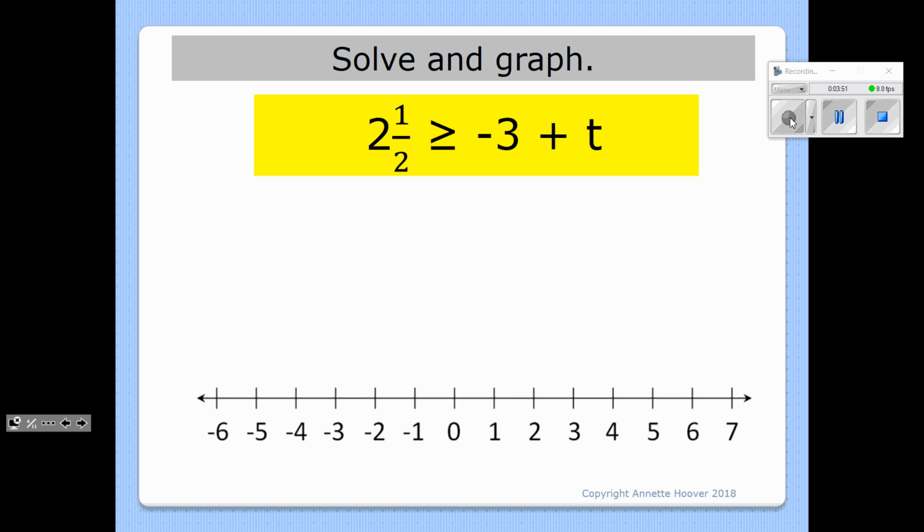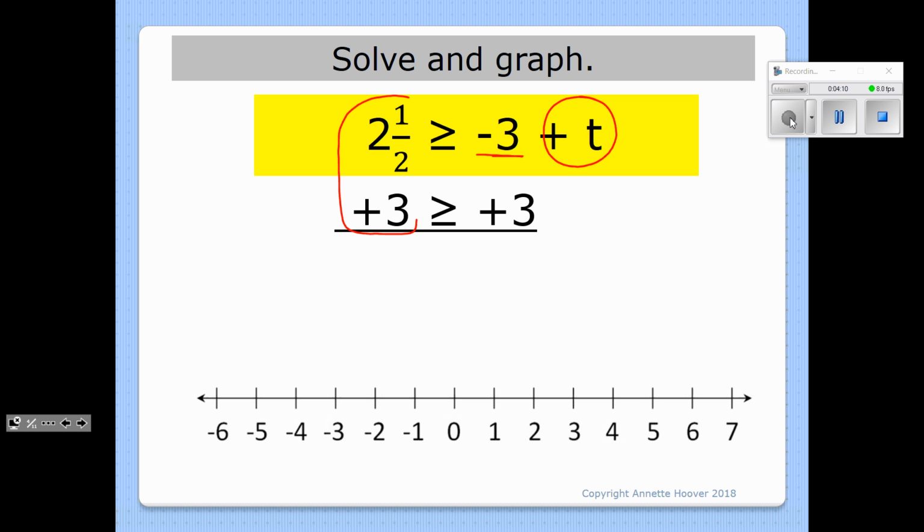We're going to do the same thing with fractions and decimals. This time, for the first time, we have the variable on the right side of the equation. We want to get it by itself, so we have to move the 3 to the other side. It is a negative 3, so we're going to do a positive 3 on both sides of the equation. Now, adding 2 1/2 and 3 is pretty easy because we just go 2 plus 3 is 5, and then we have a half more.